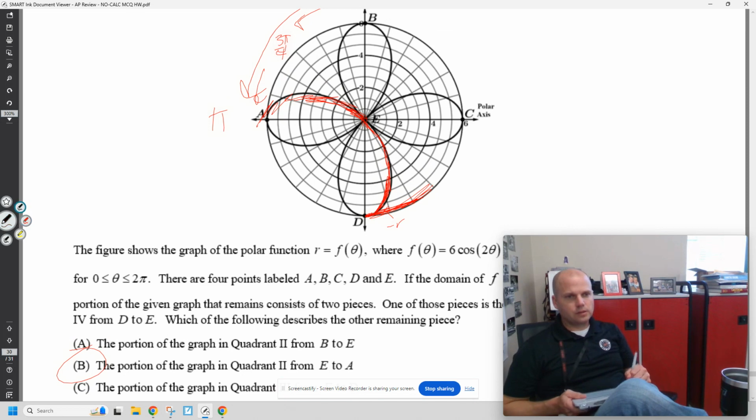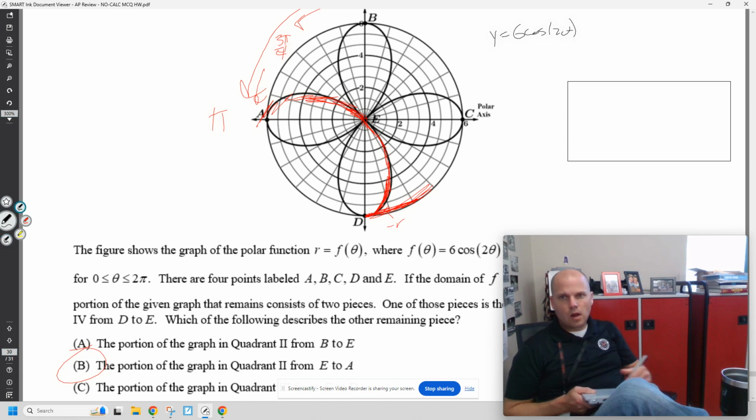6 cosine 2 theta. Rectangular. 6 cos 2x. Rectangular. 0, 6, negative 6. Adjust my period. Divide by 4. Exactly what we expected. Cosine. It's exactly what we're expecting.